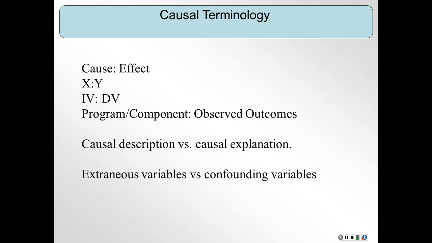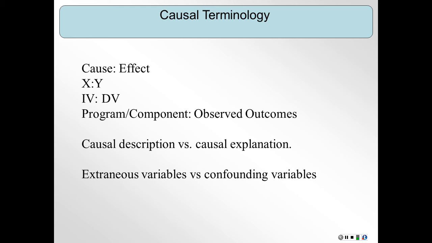Now again, just to review, I've been using a lot of words here interchangeably. You need to study this particular slide, this particular diagram, and make sure you understand the relationship between these various pairs of words. Cause and effect, the x and y variable, the independent variable and the dependent variable, the program component, and the observed outcomes. Those are four different ways of saying the same thing. Typically in evaluation research, we're talking about a program or a program component, which ultimately we hope to prove causes the observed outcomes. For shorthand, we often refer to the independent variable and the dependent variable. The independent variable will be the same thing as the program or the program component. The dependent variable, the observed outcomes.